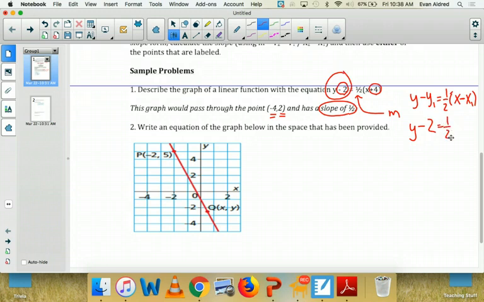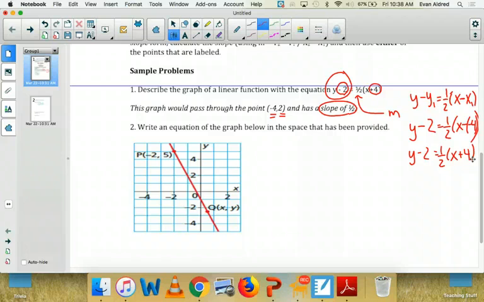On the right-hand side, in order to get x plus 4 from x minus x1, well, x1 has to be a minus, because we know that subtracting a negative gives us a positive. And then if we simplify this all, we get y minus 2 equals 1/2 x minus minus 4, which is where that plus 4 comes into play. Okay? So it is the opposite.